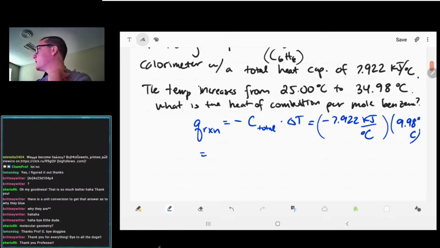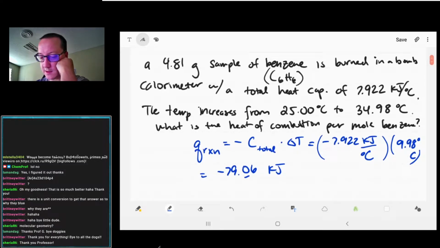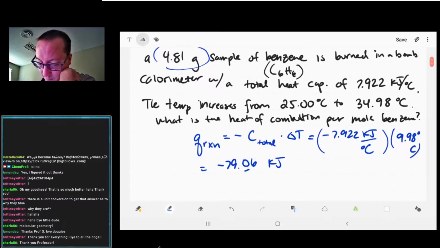So if we do this fun stuff, we get 7.922 times 9.98. Doing that, we get negative 79.06 kilojoules. All right, and we know that this amount corresponds with this mass of benzene. So if we want it per mole of benzene, we're going to have to see the basic ratio between this and the moles that we have here. So that's just one more step for us.